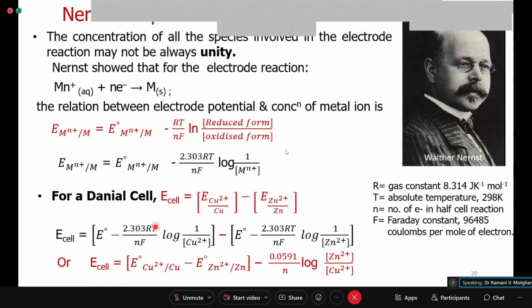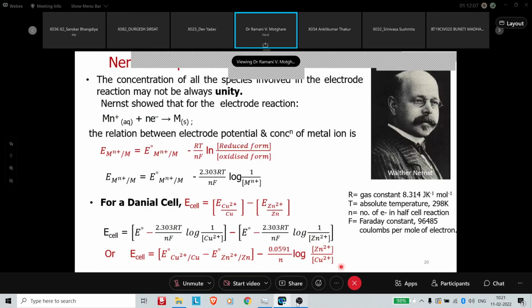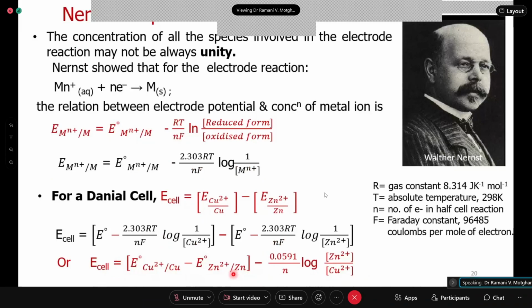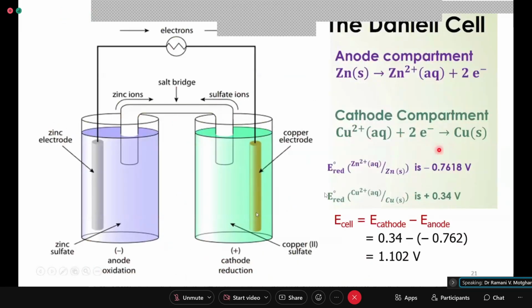No issue. Either you write separately or you club it and directly write it. Only thing, when you are solving a numerical, keep in mind that any final value which you are writing should be shown, how you are arriving at this value. The formula at least should be there. Okay. Now, this is a Daniel cell.